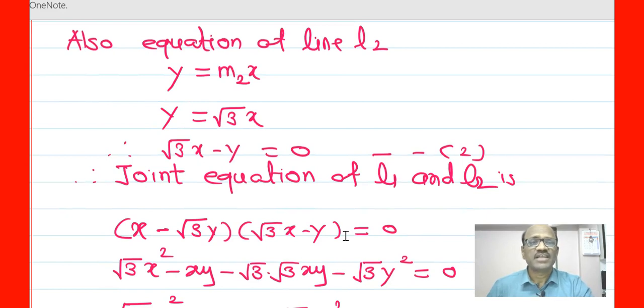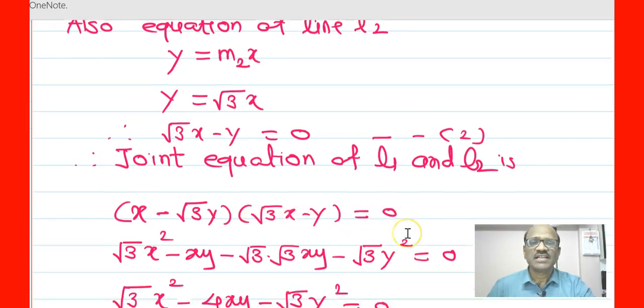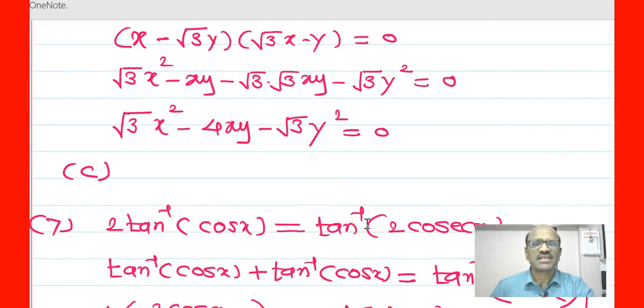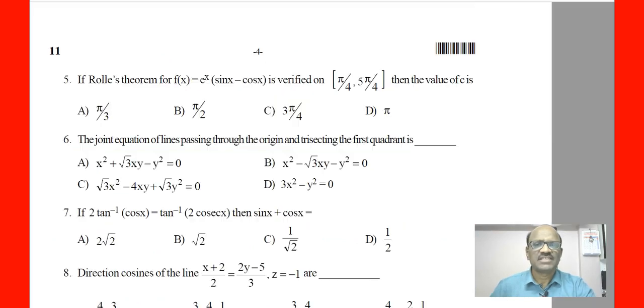Therefore the joint equation of the lines L1 and L2 is x minus root 3 y in first bracket, root 3 x minus y in second bracket, equals 0, and this is a simple multiplication. Then you will get the answer, that is root 3 x square minus 4xy plus root 3 y square equals 0, and hence the C option is correct. Now next we'll see the next example.